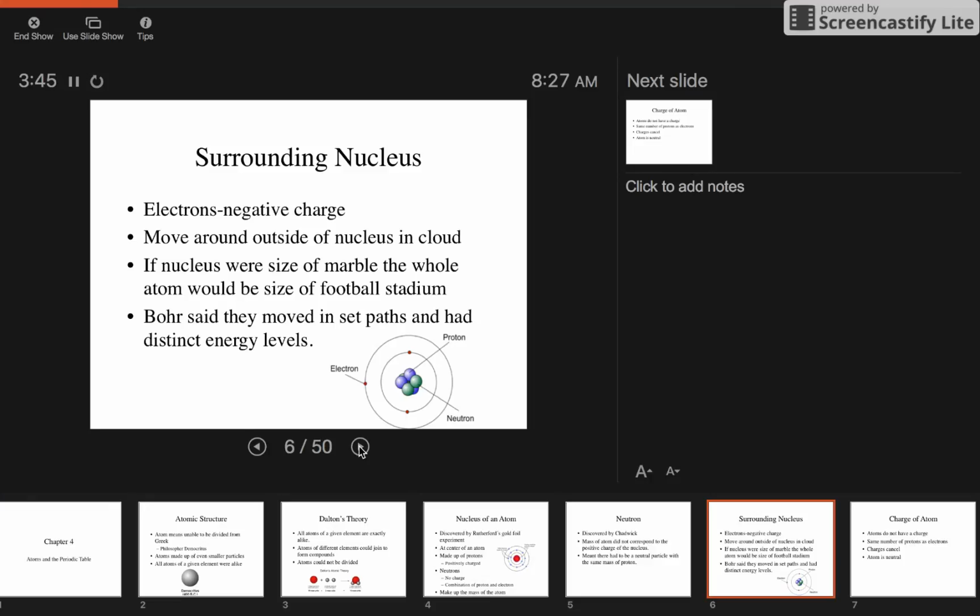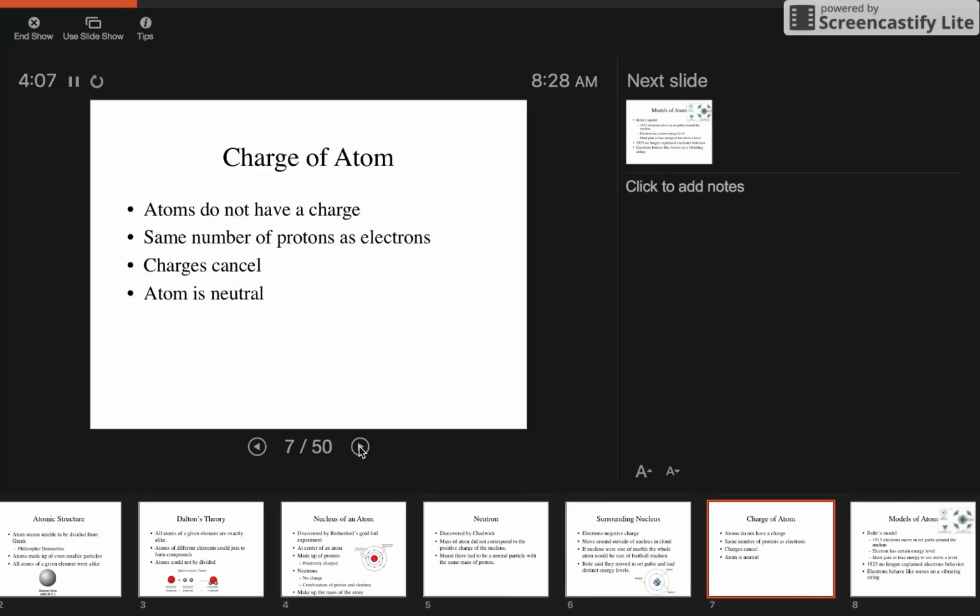And though they don't make up any of the mass, they make up the volume of the atom. If the nucleus were the size of a marble, the whole atom would be the size of a football stadium. So they take up a lot of space. Bohr said that atoms moved in set paths and had distinct energy levels. Atoms do not have a charge. That is because they have the same number of protons as electrons, and this causes the charge to cancel and make the atom neutral.